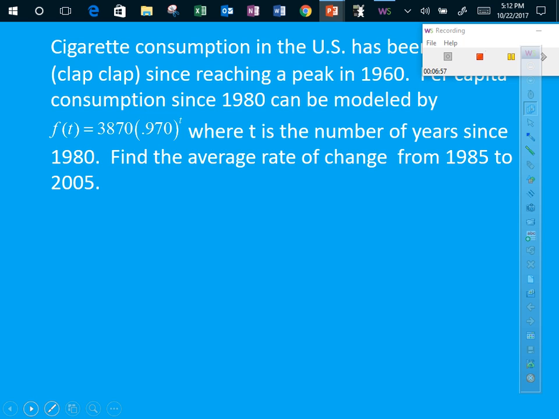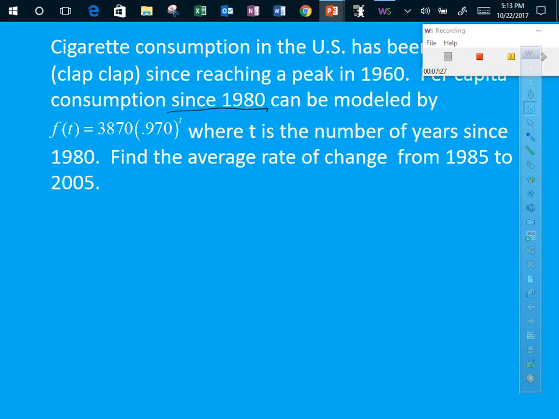Cigarette consumption in the United States has been declining. That's a good thing. Since reaching a peak in 1960, per capita consumption since 1980 can be modeled by that formula that I give you there, where T is the number of years since 1980. Make sure you catch that. The number of years since 1980. Find the average rate of change from 1985 to 2005.